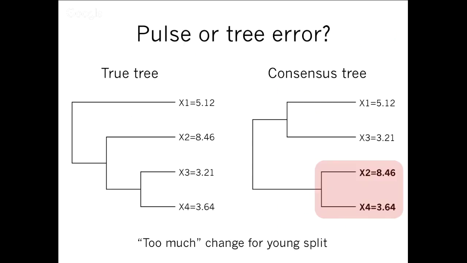So on the left-hand side, we have a true tree on which we generated traits. And on the right-hand side, we have a consensus tree taken from a distribution of supported trees. And if we change the topology and the relationships between taxa, suddenly taxon X2 and X4 are very closely related to one another, yet the amount of trait change shared between them is very large. And so tree error could induce what appears to be too much change for a young split, and that might be picked up as a pulse.